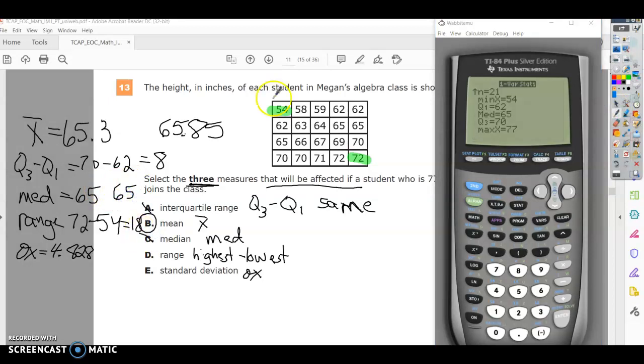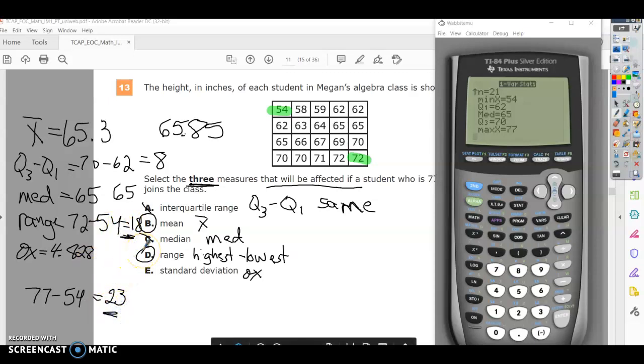The range goes from 54 to 72. Adding 77, it's going to be from 54 to 77. So the range will be affected. The new range would be 77 minus 54, and 77 minus 54 is 23. So the range went from 18 to 23. So D is an answer.